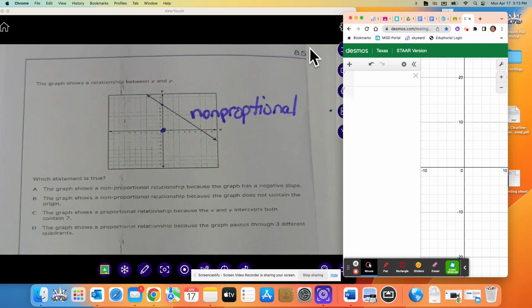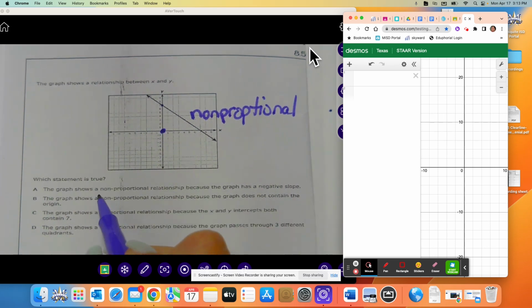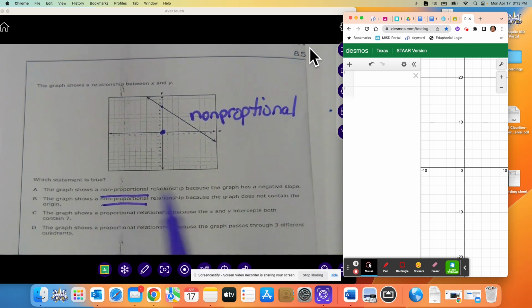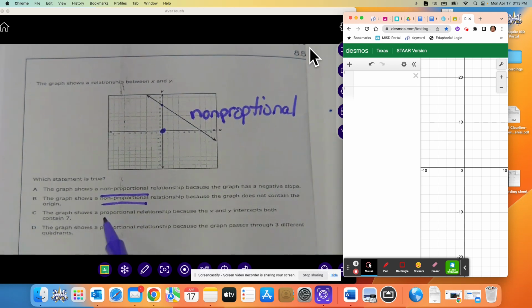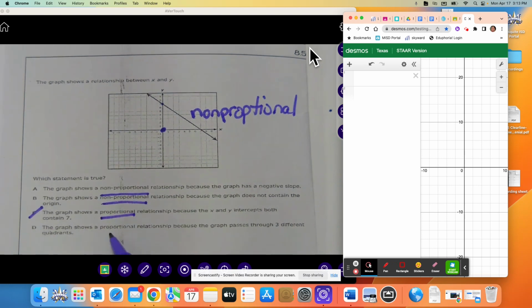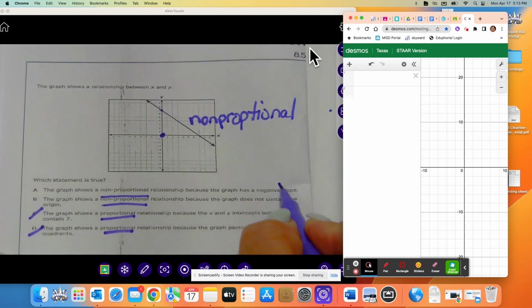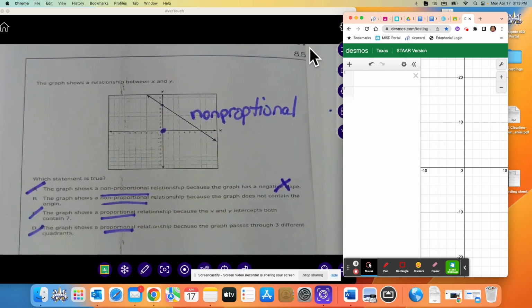This is which statement is true. This one says it's non-proportional, so it could be that one. This one says it's non-proportional. This one says it's proportional. No. So let's look at the reasoning. The first one, letter A, says it's non-proportional because the graph has a negative slope. Remember, it has nothing to do with the slope. So it's not A.